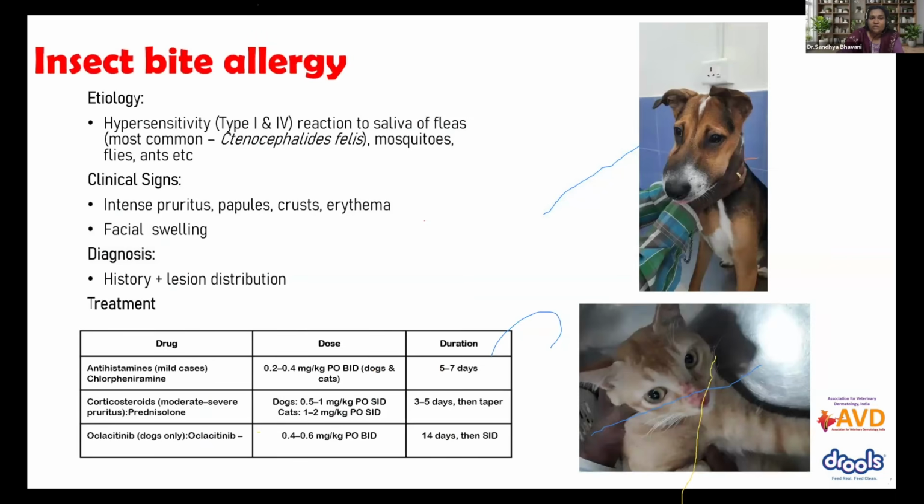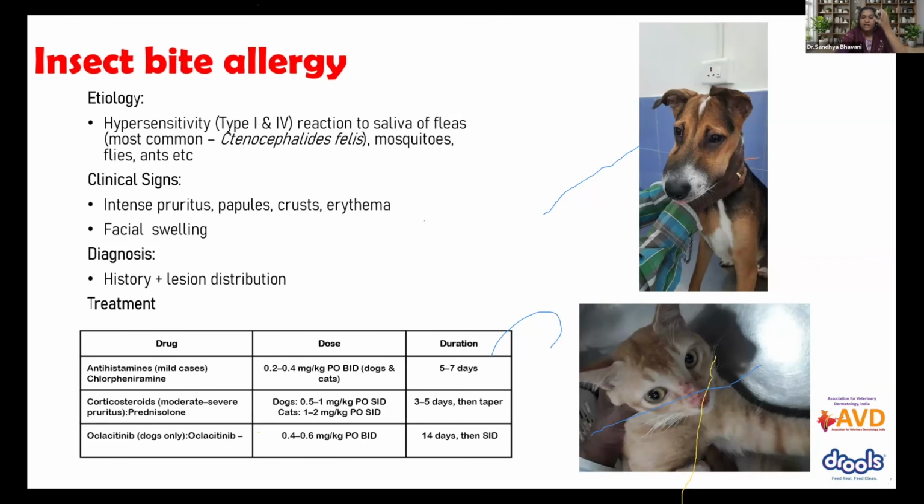So the next one is the immune-mediated condition like insect bite allergy. Any immune reaction will be triggered with the insect bite. In the sense it can be either mosquitoes or fleas or flies or ants. So mosquito bite allergy is most common in cats. Any mosquito bite sensitized cat can have such flare-ups when the mosquito season has come.